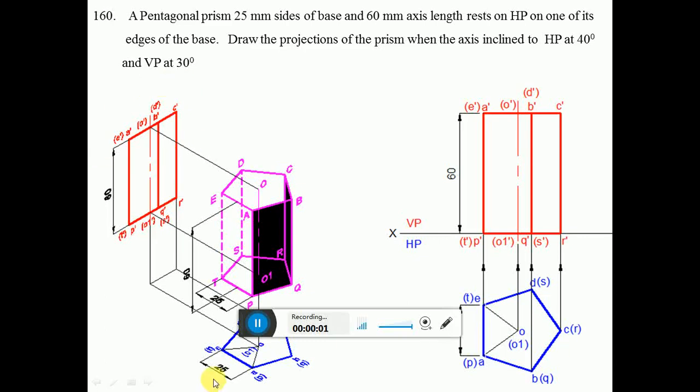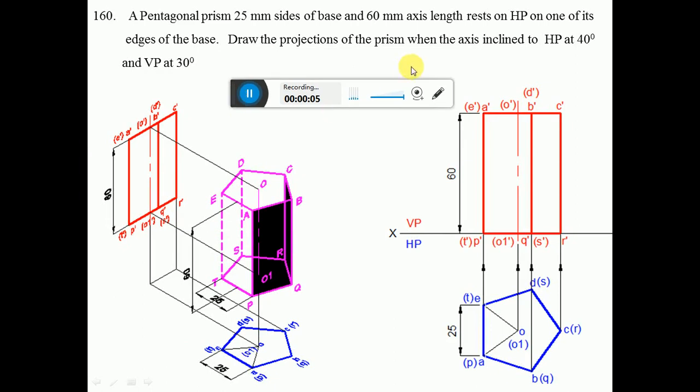So a pentagonal prism of 25 mm sides of base and 60 mm axis length rests on HP on one of its edges of the base. Draw the projections of the prism when the axis is inclined to HP at 40 degrees and VP at 30 degrees. So this is the problem.